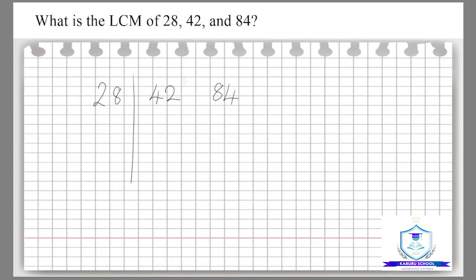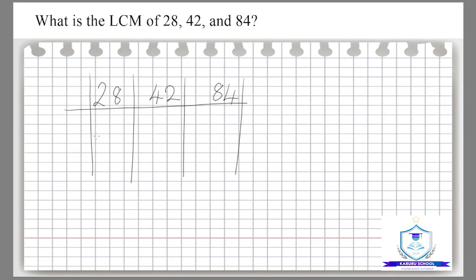Then we draw three columns that represents each of these numbers, and then on our extreme left we will look for the least factor that can be used to divide the numbers that we have been given without providing a remainder. If the least common factor cannot divide the numbers without giving a remainder, then we will not carry out the division. So let's look at these three numbers and ask ourselves which is the least number that can be used to divide 28, 42 and 84 without giving a remainder.